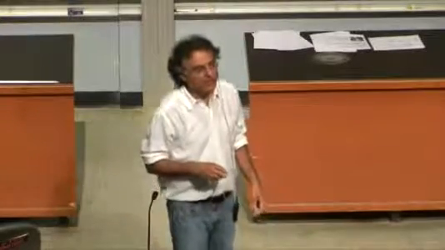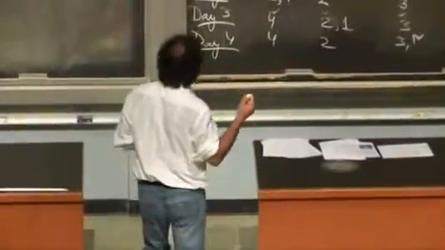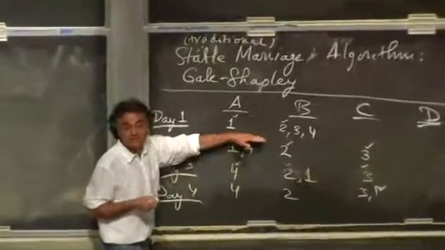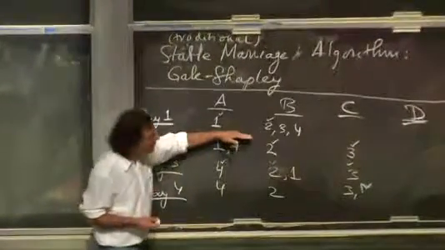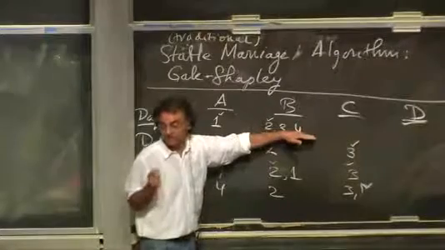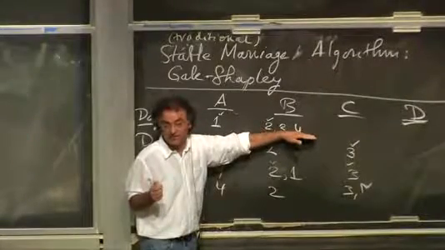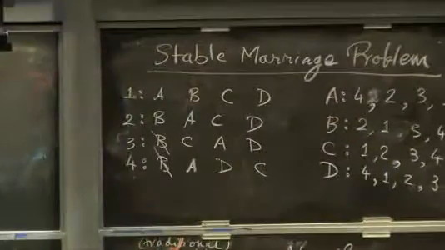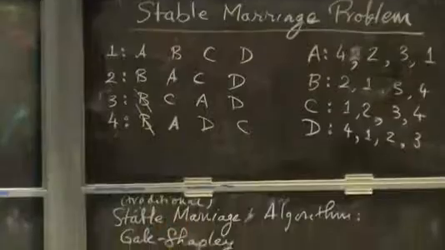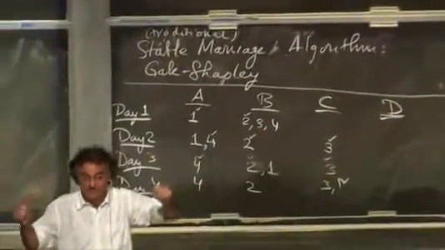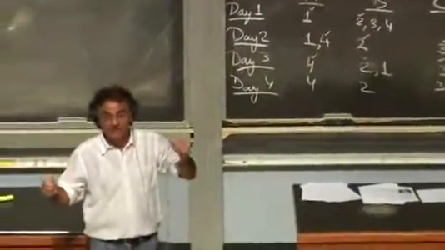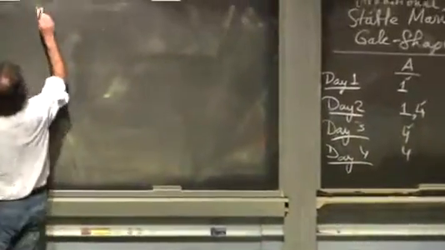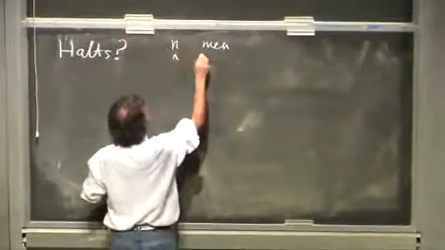So basically, the point is, every day that the algorithm does not halt, there's at least one man who was told never. That evening, he went back home and crossed a woman off his list. How long are these lists? Well, each list has n elements in it, if there are n men and n women.